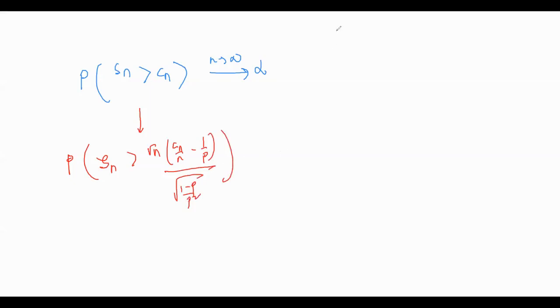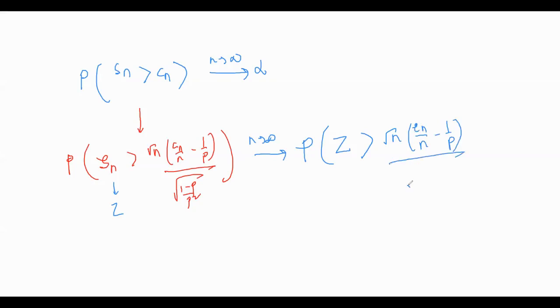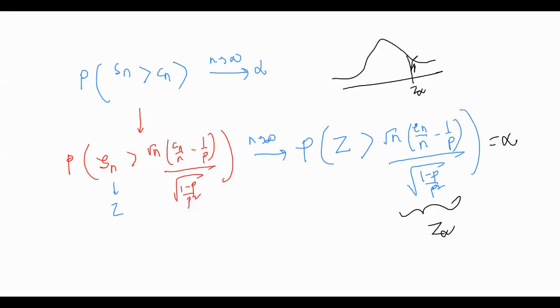Now we know by the central limit theorem this converges to what? As n tends to infinity, since this converges to the random variable z, it converges to the probability of z greater than this term. Now by the given assumption, this probability is alpha. Therefore, this is actually z alpha. What is z alpha? This is the point after which there is alpha probability. So therefore, root n by Cn into Cn minus 1 by p, by root over 1 minus p by p square, is actually equal to z alpha.